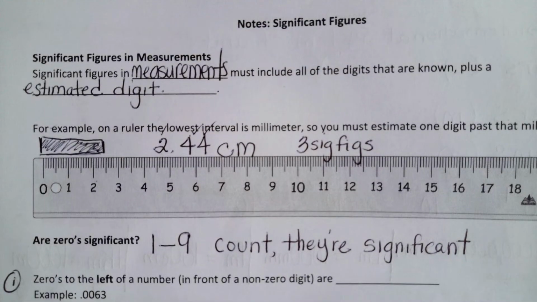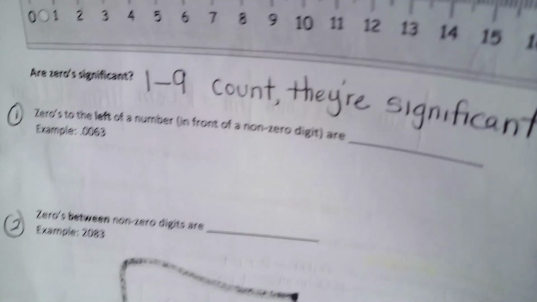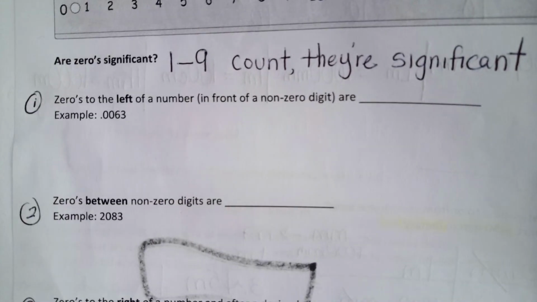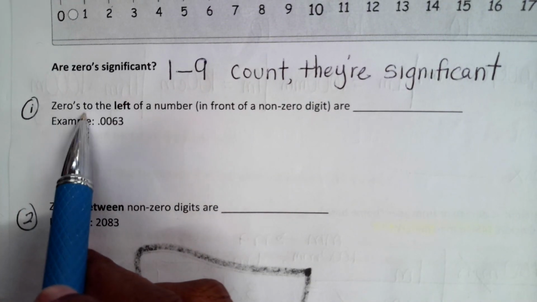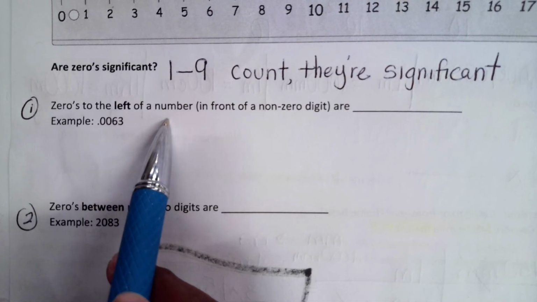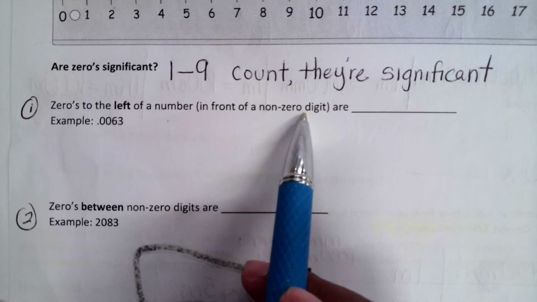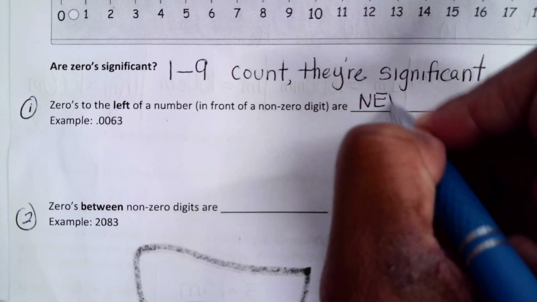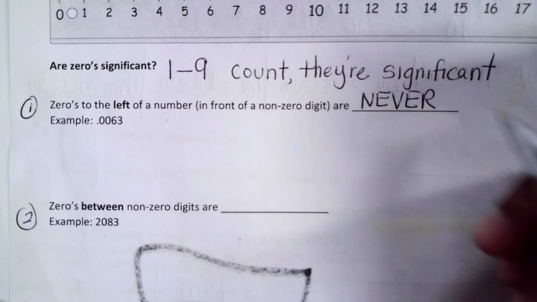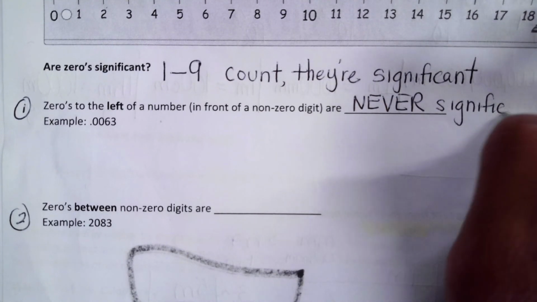Let me know if I'm going too fast. All right, so we know that the numbers 1 through 9 count. So now let's go to the next rule. Zeros to the left of a number, in front of a non-zero digit, are never significant. Never significant.